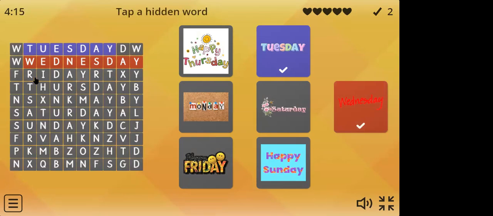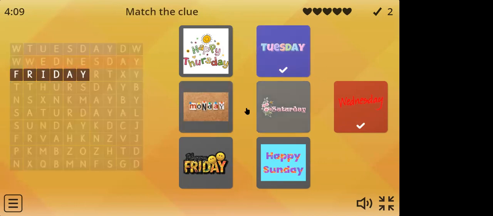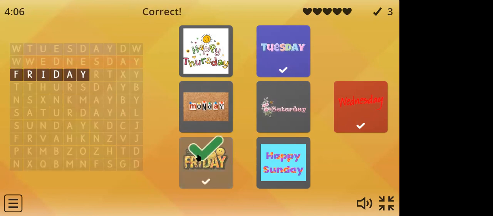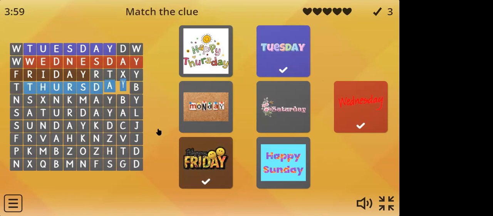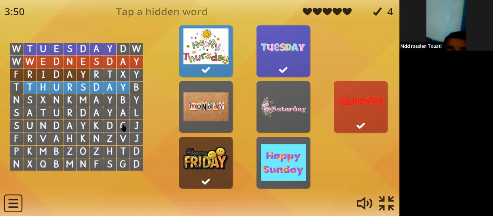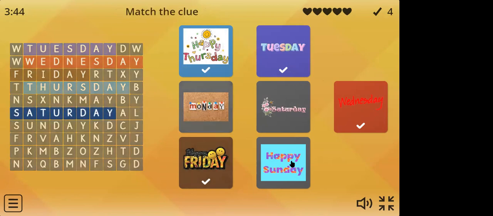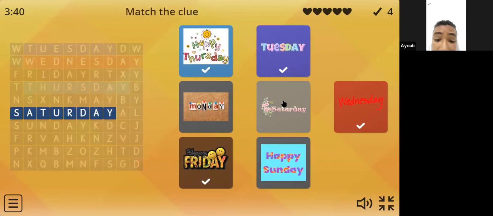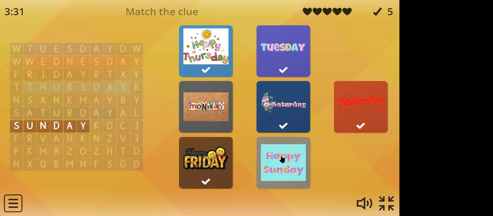After that, we have Friday. Where is Friday? It's here. Thursday. Where is Thursday? Happy Thursday. It's here. Saturday. Here, Saturday? Yes. Sunday. Where is Saturday? Sunday. It's here. Where is Sunday? Here is our Sunday. Happy Sunday.